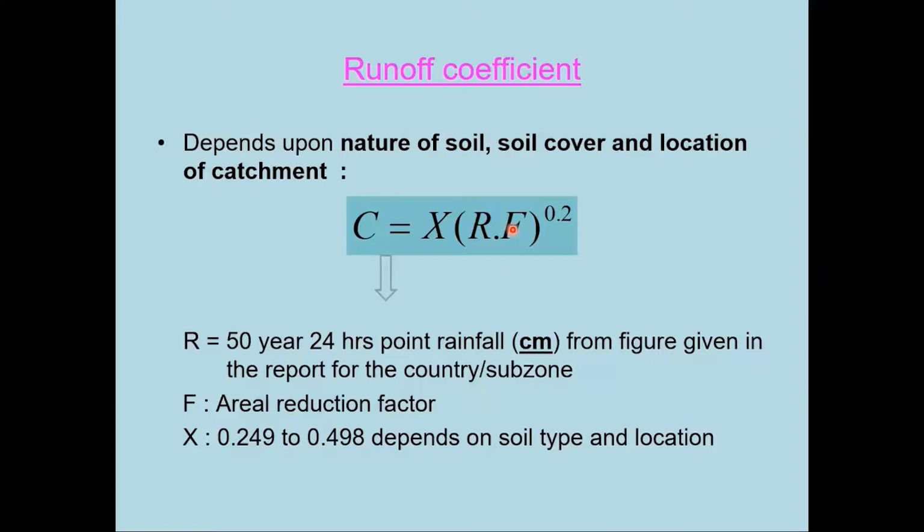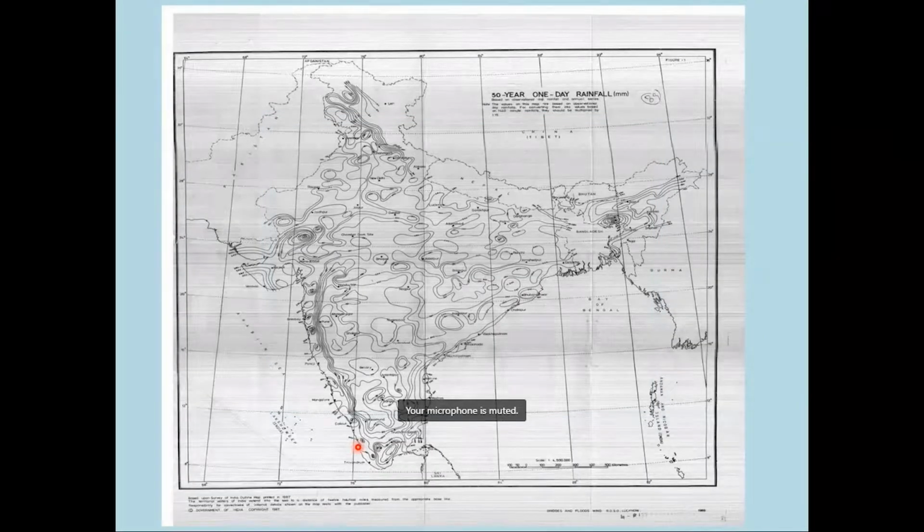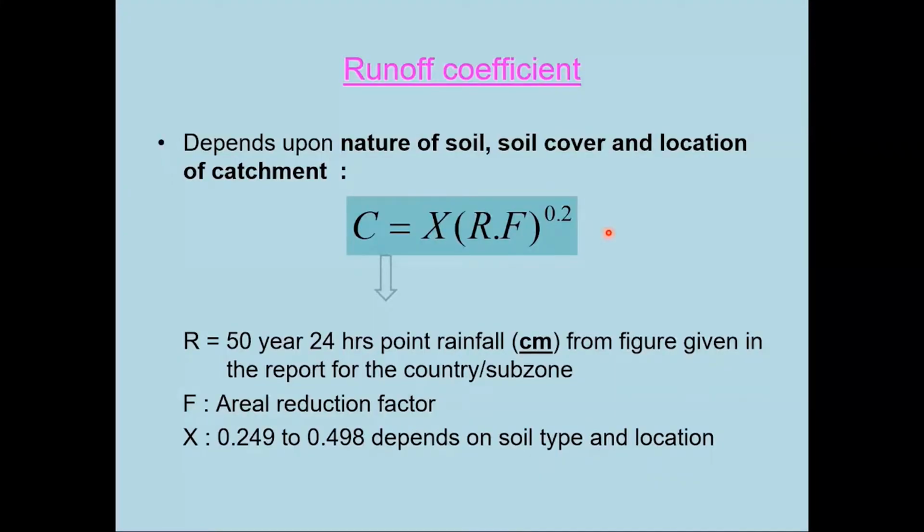So this is a factor which has been decided by experience. And X depends on the soil type and location. Means the soil which is more permeable will absorb more water. If it is a hilly terrain, clay, then the water will run off faster. So depending on that, the X value has been given, and there is a table which we will see in next few slides. First, we will find out R back. So I hope you have written this formula also.